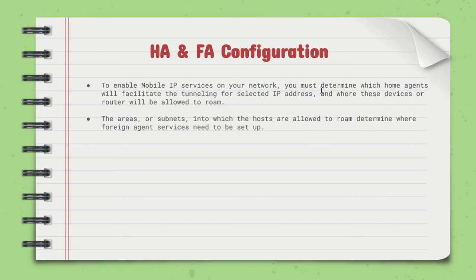Okay, lastly, home agent and foreign agent configuration. To enable mobile IP services on our network, we must determine which home agents will facilitate the tunneling for selected IP address and where these devices or router will be allowed to roam. The areas or subnets into which the hosts are allowed to roam determine where foreign agent services need to be set up.